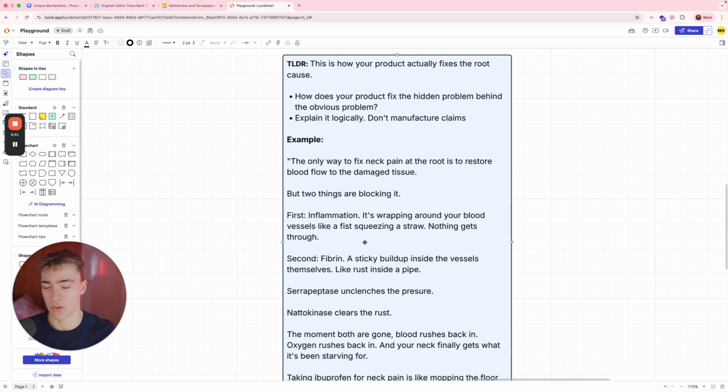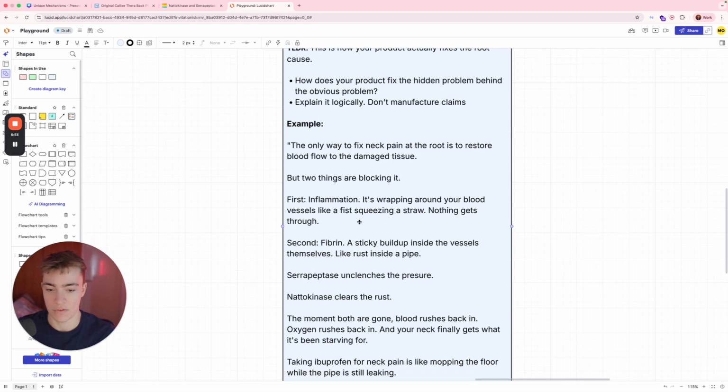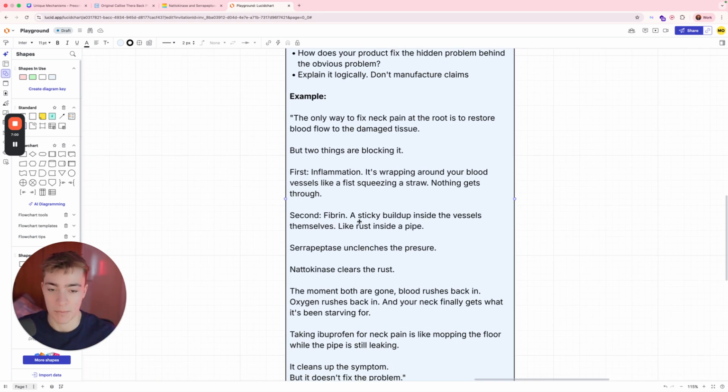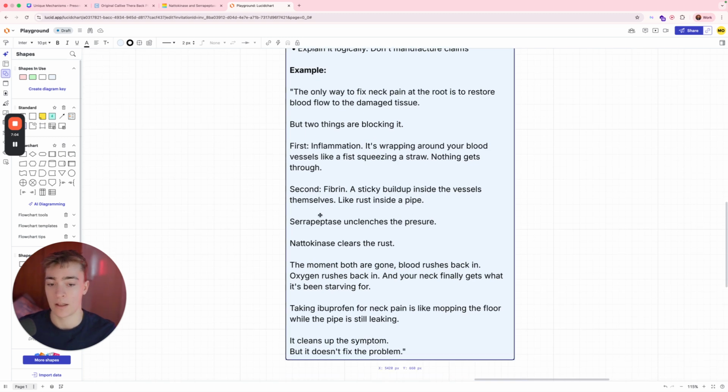Nothing gets through. So this is just like, imagine if you're doing video ads. This is really good for painting the picture, and then you can have that in the visuals. And then secondly, fibrin, a sticky buildup inside the vessels themselves, like rust inside a pipe. Then you'd need something here. You need to unleash the pressure and to clear out the rust.